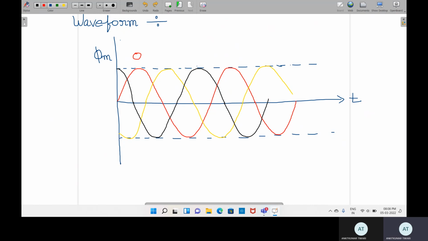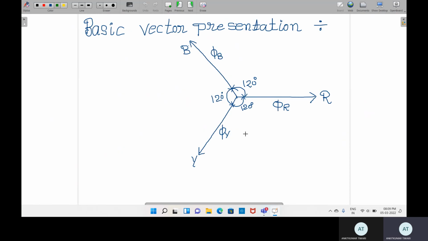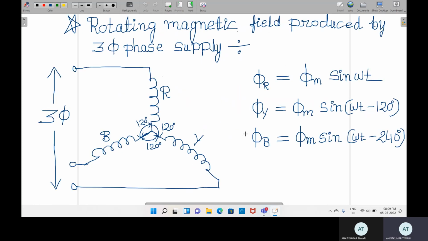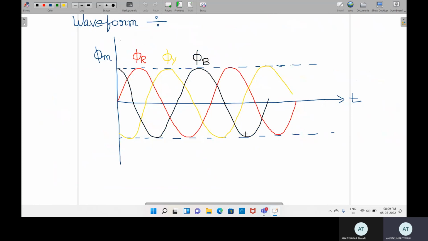phi R, phi Y, and phi B. So as we have already discussed, all the three fluxes are 120-degree apart. Fluxes are 120-degree apart from each other.